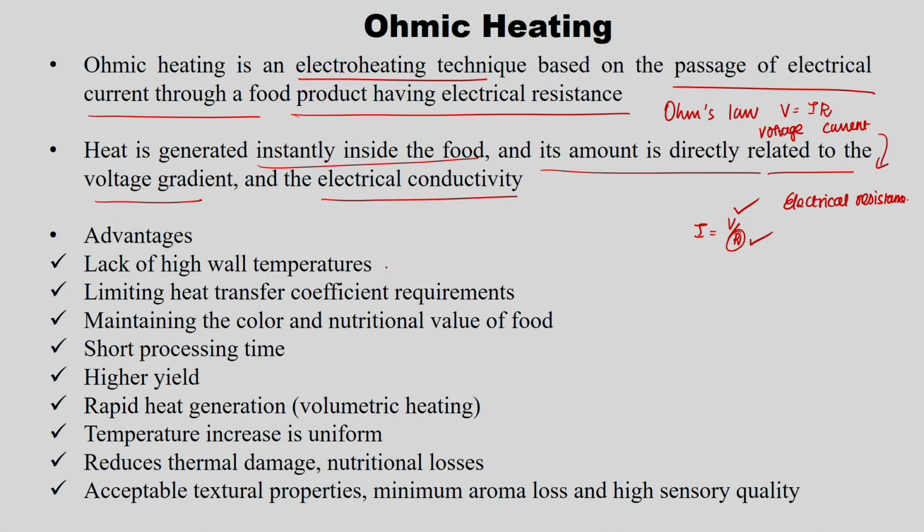One is the lack of high wall temperature. So how do we do normal conventional thermal processing? If you have a solid food particle, you are supposed to apply heat, and this has to penetrate through the solid. It is based on the thermal conductivity. If it is a liquid, it is purely a convection phenomenon. Everywhere the heat has to penetrate through the walls of the container, right.